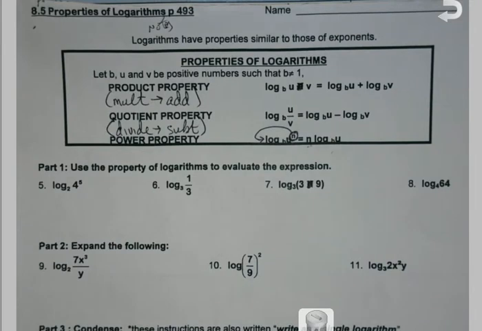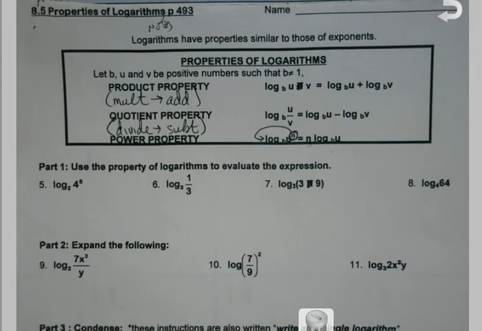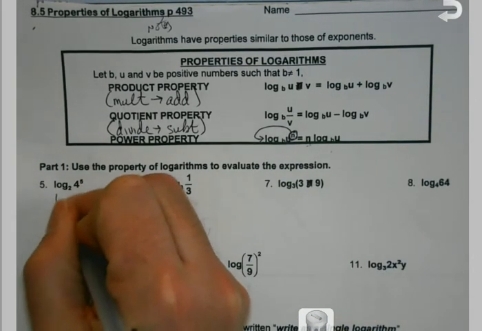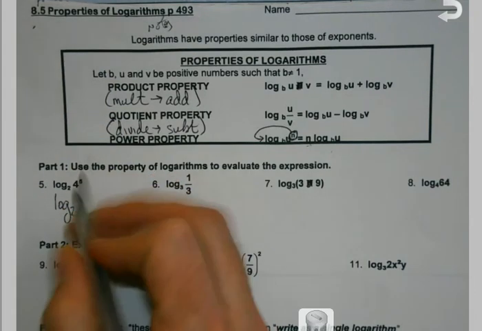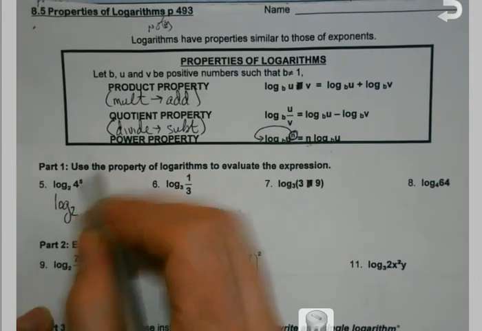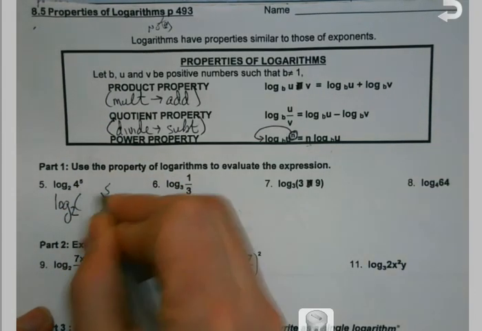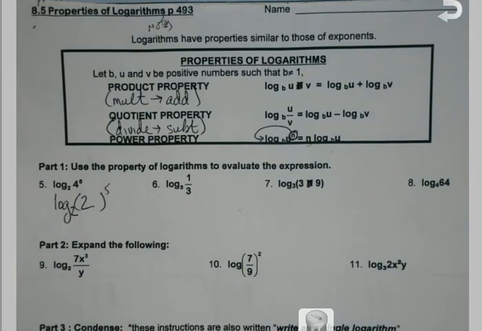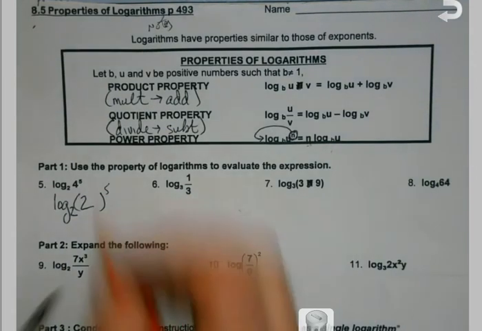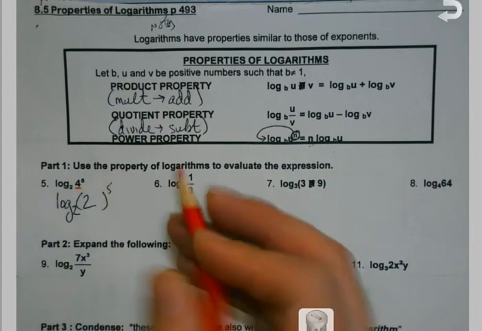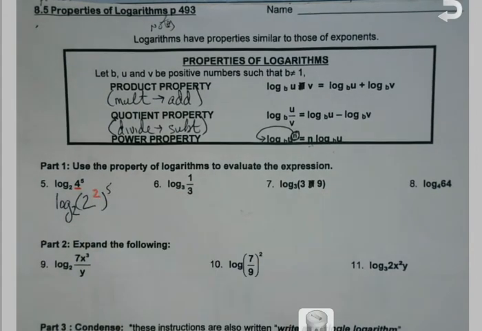So when we're attempting to use properties of logs to evaluate expressions, when it says use a property, it means we don't just want to plug numbers into the calculator like using change of base. So what we're going to do is we're going to take that 4 out, and we're going to go, ooh, that's not really 4. That is 2 to some power in disguise. So 2 to what power would get me to 4? 2.